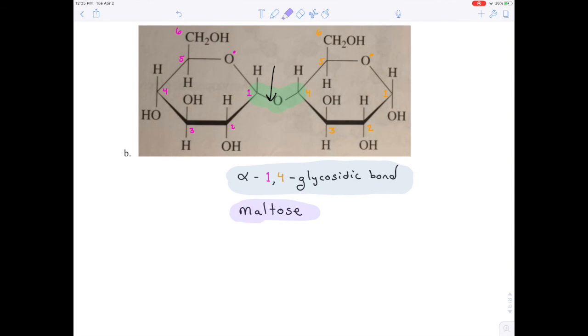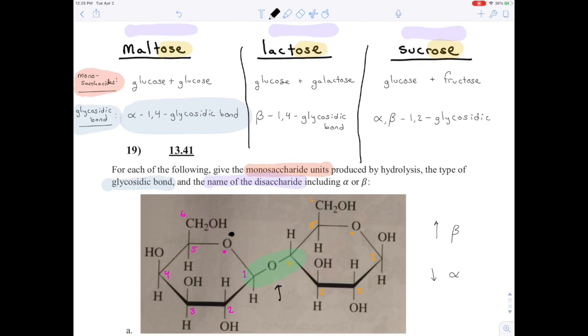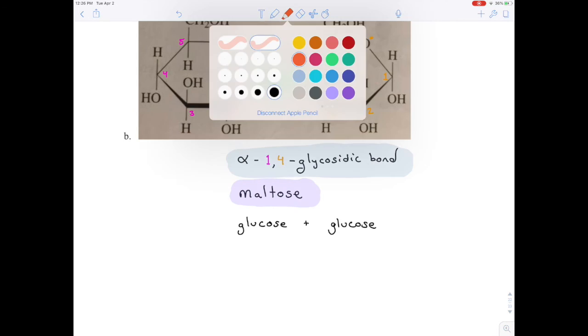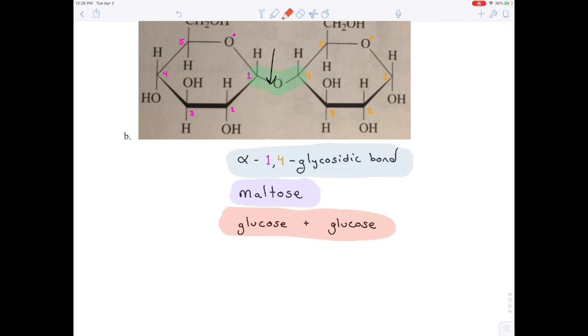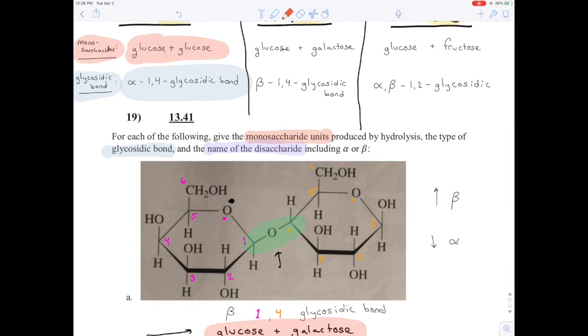Put that in purple here. And last but not least, we need the two monosaccharides that are making this up. Now, if we know this is maltose, then that has to be glucose and glucose, making that up. So the two monosaccharide units are going to be glucose and glucose. So that is that. Now, they also include whether the disaccharide is alpha or beta, right here.